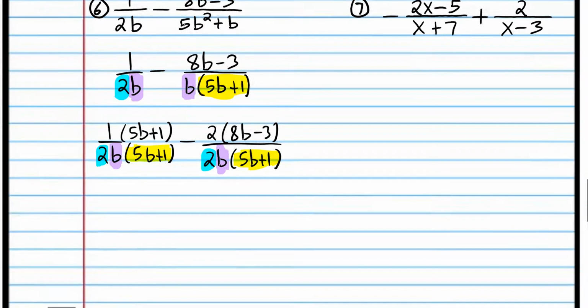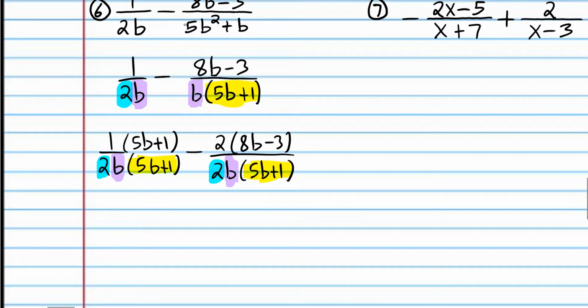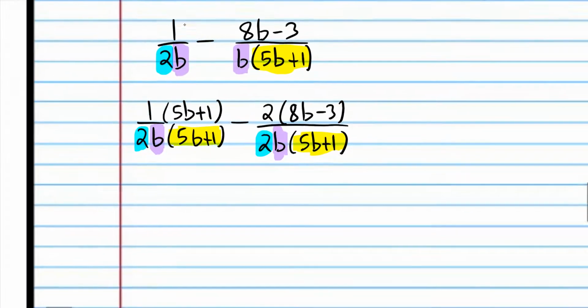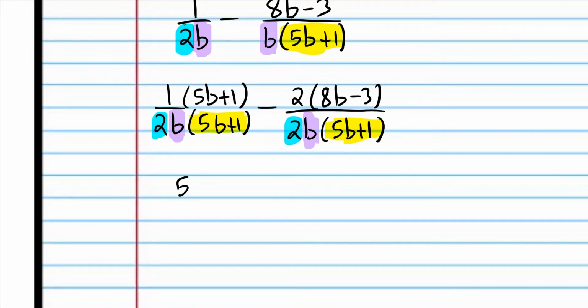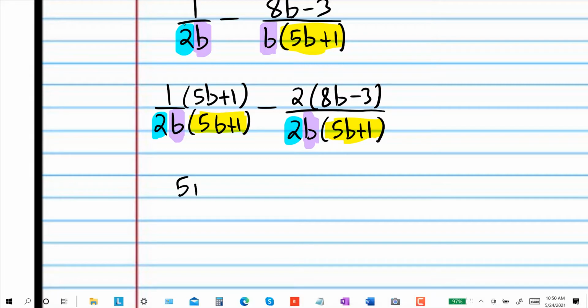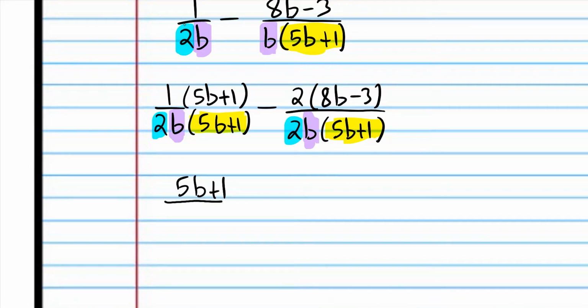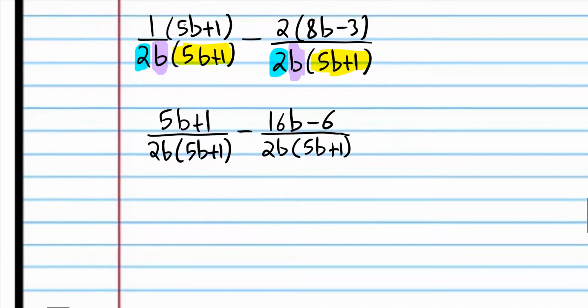So, again, you want to go back and check, make sure everything looks right before we proceed. It's a waste of time to proceed unless you check and make sure everything's right. So 1 times 5b plus 1, well, obviously that's just 5b plus 1. It doesn't change anything. Then we're just going to rewrite the denominators. We're going to have to use distribution here. 2 times 8b is 16b. 2 times negative 3 is negative 6. And so now we have a common denominator, and we can combine these.